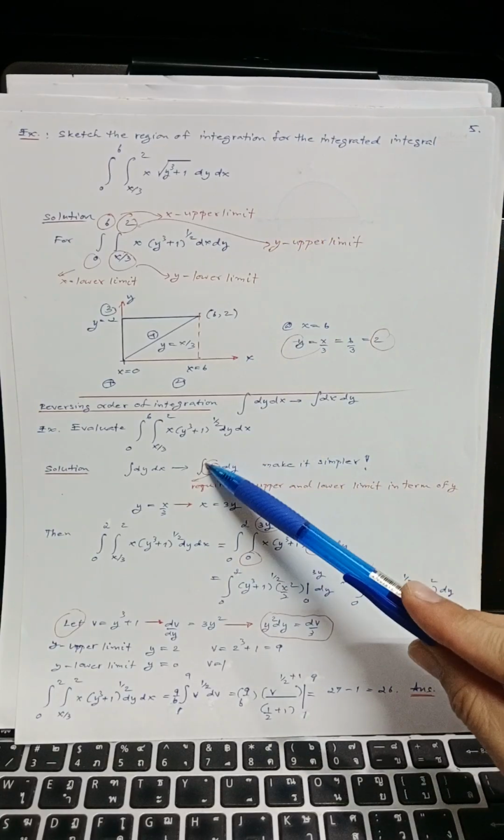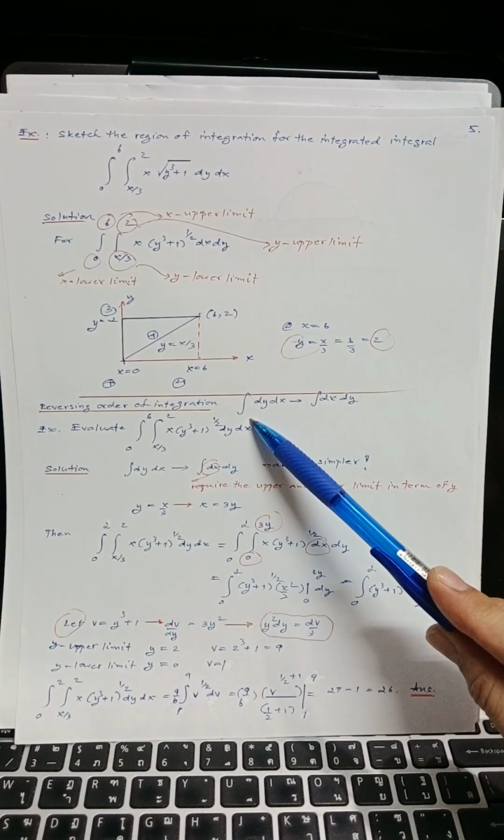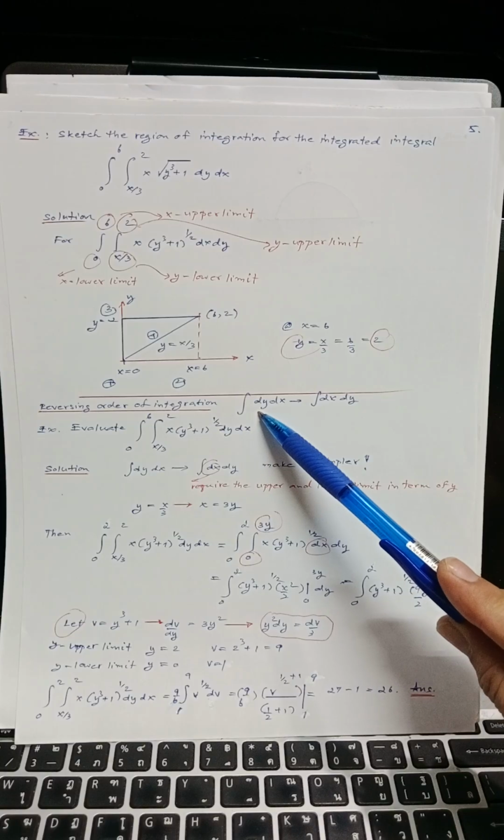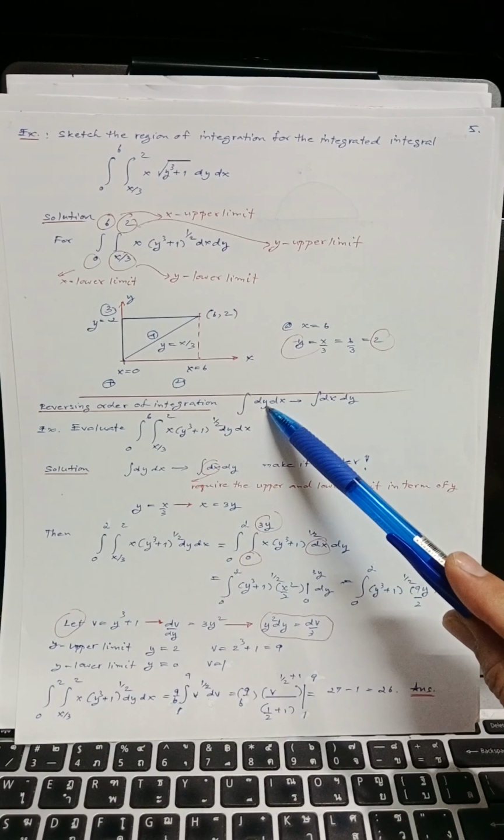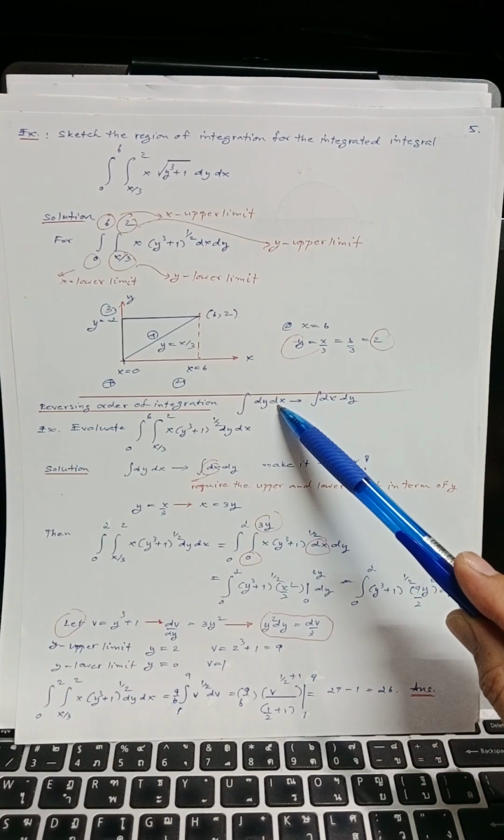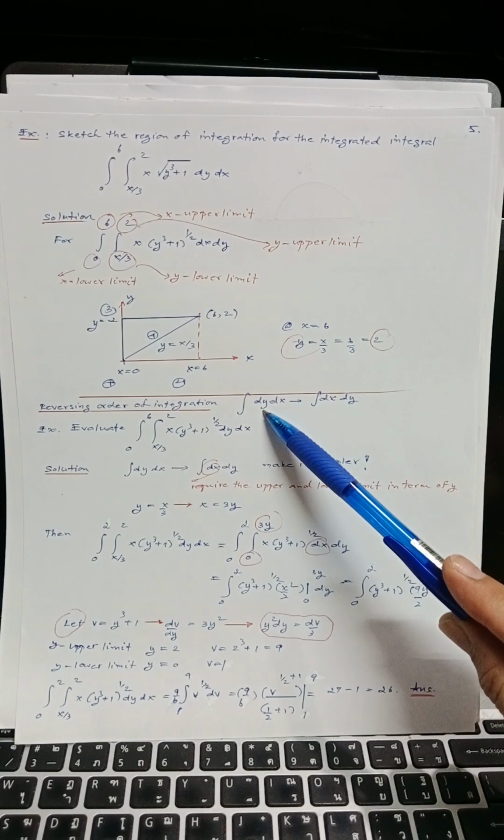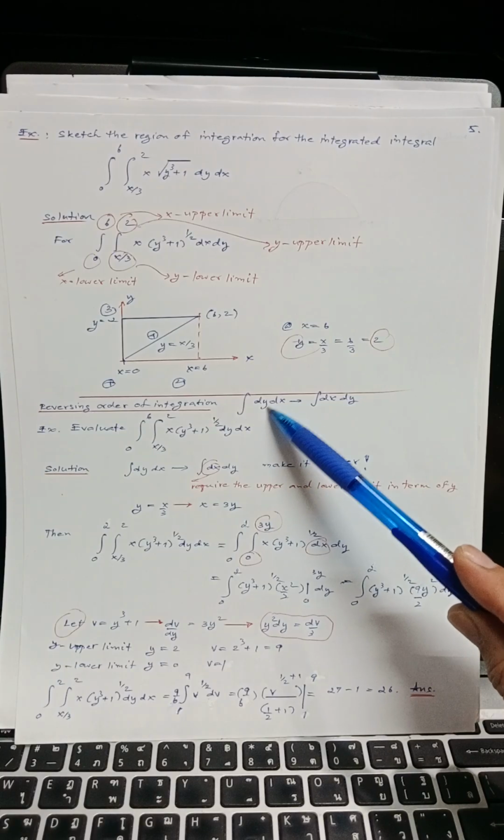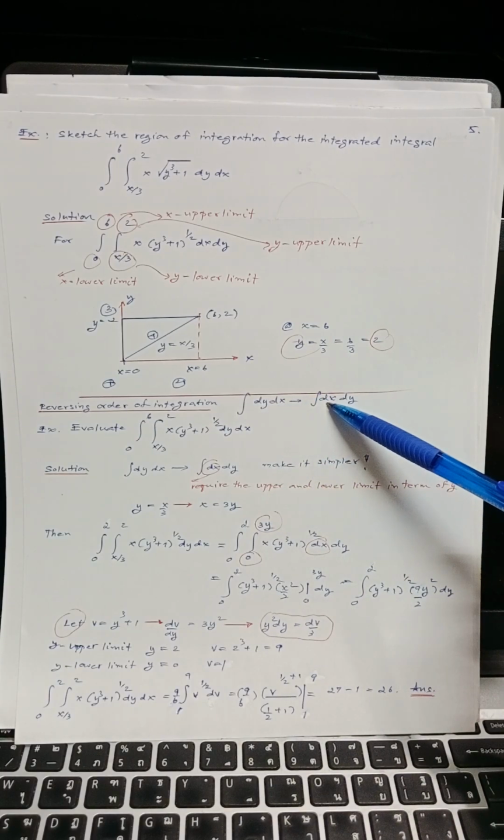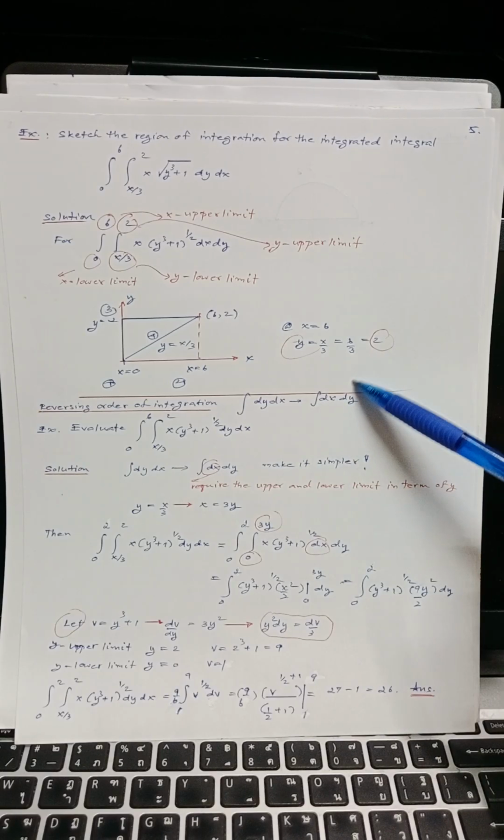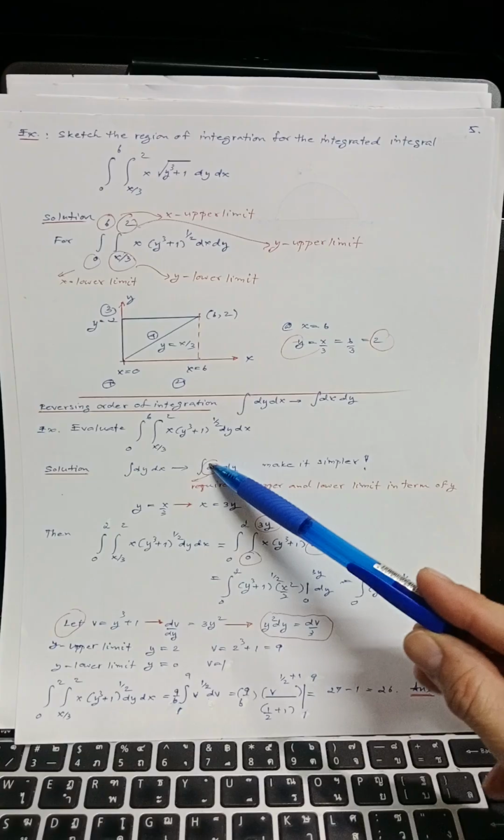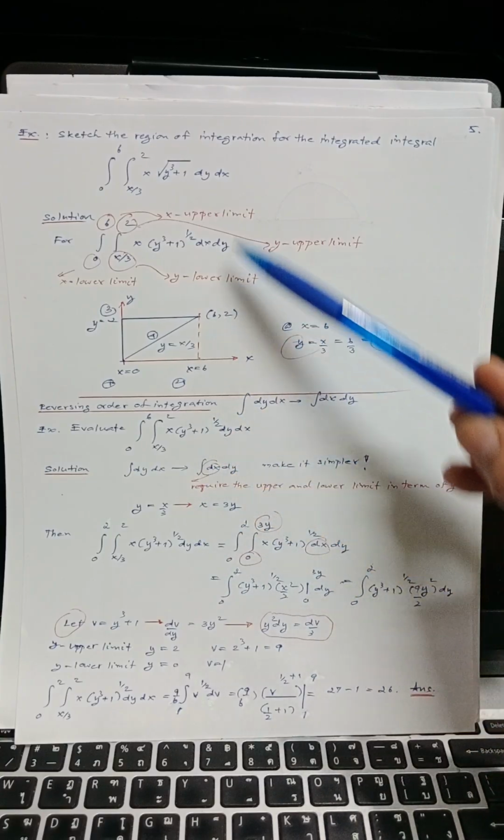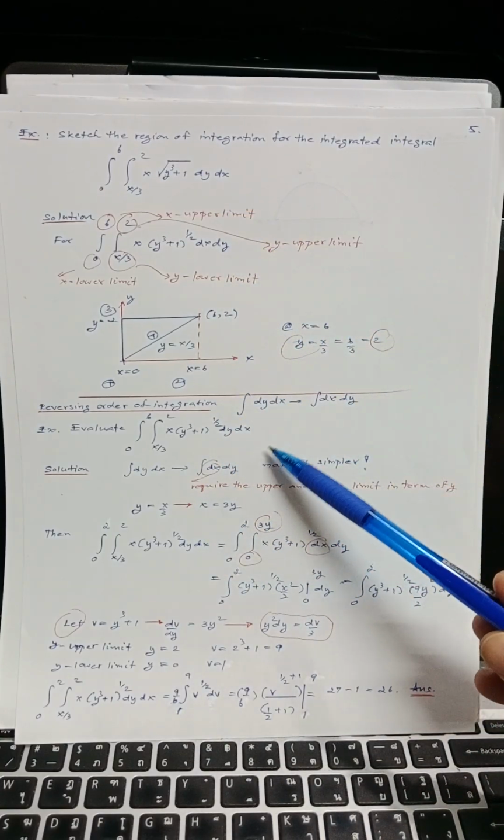The next one is reversing the order of integration. What I mean is that when you want to integrate dy dx and you have a difficult time doing that, you need to switch. Instead of integrating with respect to dy first, you do the integration with respect to x, and then you do the integration of dy later. For this example, it's the same as the previous problem.